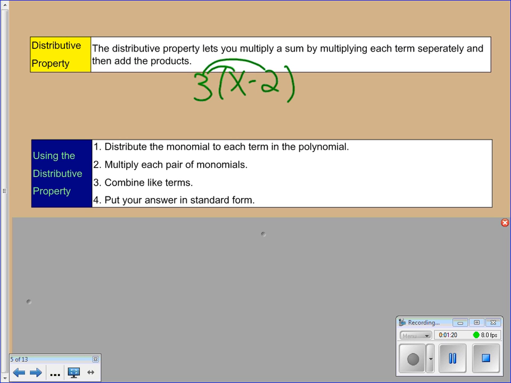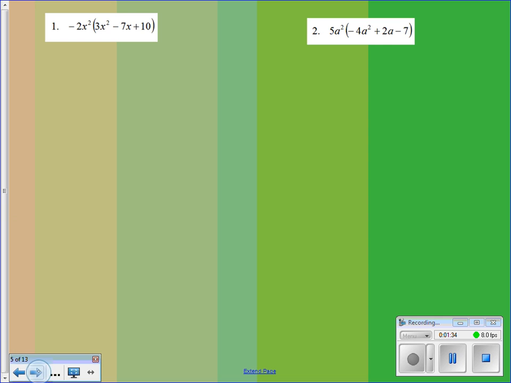Remember, guys, when you're combining like terms, you do not add exponents. When you are multiplying like bases, you add exponents. So really watch yourself because that's where I see students make mistakes. And as always, throughout this unit, make sure your answer is in standard form.